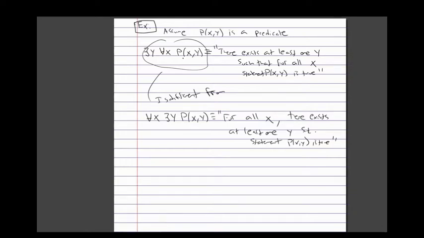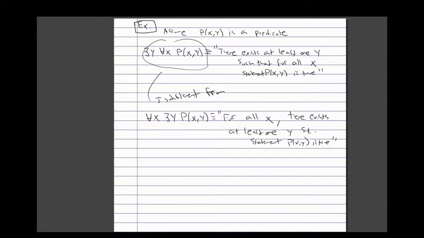This should make a lot of sense when you're reading it: these two things are different statements, because this one is implying the existence of at least one y such that this becomes true for any value of x I choose. This statement is saying something completely different. It's saying that for any value of x I choose, I can find a value of y.